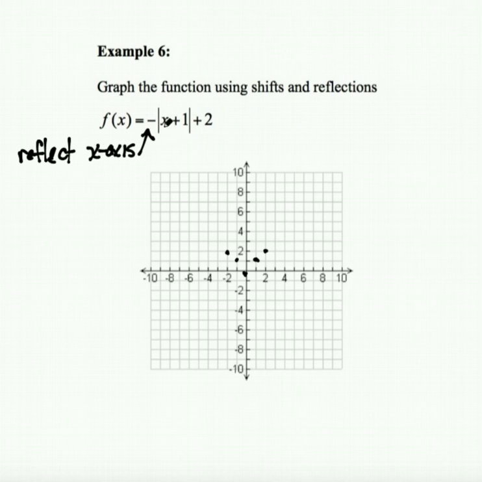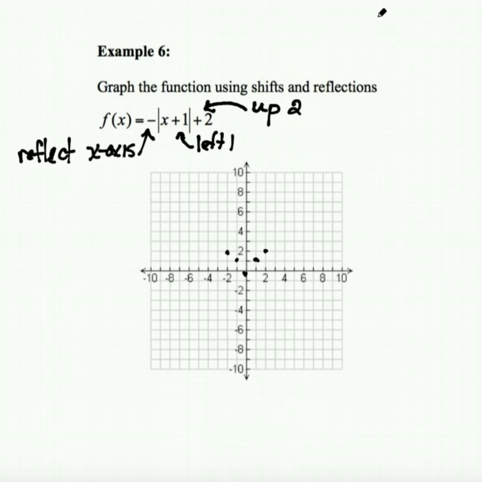This plus 1 on the inside, we know when it's on the inside, we're going to go left or right. So this plus 1 is actually going to be a shift to the left 1. And then this plus 2 is on the outside, so that's going to shift our graph up 2.